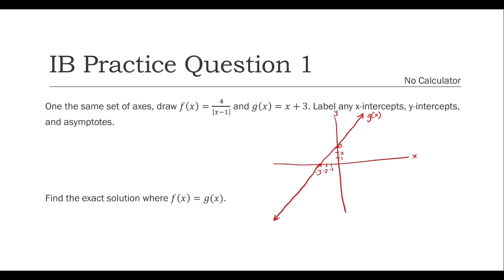Then we have f of x is 4 over the absolute value of x minus 1. So if we plug in 0 to f of x, we'll get 4 over the absolute value of 0 minus 1, which is 4 over negative 1, but we take the absolute value of negative 1, so it's 4 over 1, which is 4. So at 0, we'll have 4 for f of x. If we plug in 1, then our denominator will be 0, so it'll be undefined. So at x equals 1, we'll have our vertical asymptote.